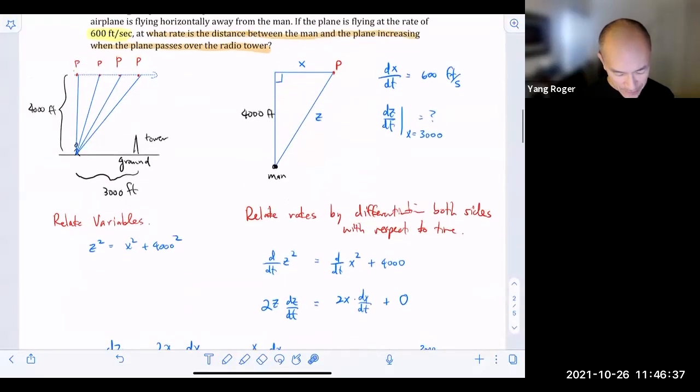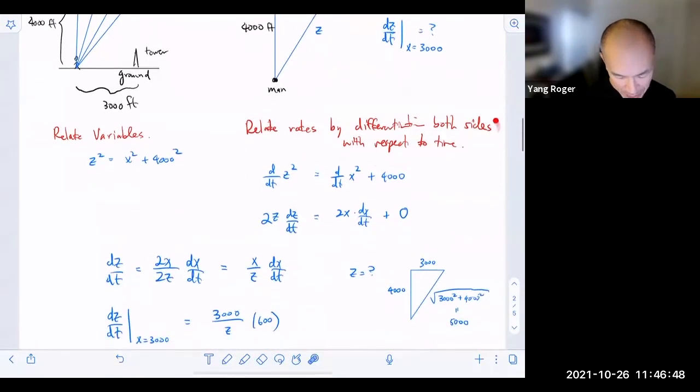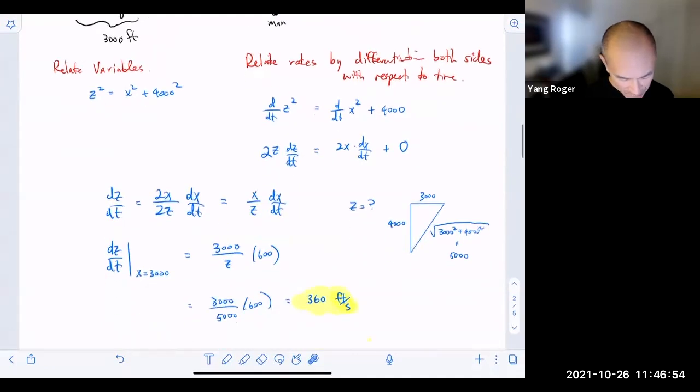After I got all that information, I needed to use this diagram to relate the variables. Once we had our variables, we related the rates by using implicit differentiation, aka the chain rule. I solved for the quantity that I was looking for. I had to do a little bit of side math to find a missing side in order to plug in all the numbers to get my answer. Okay.